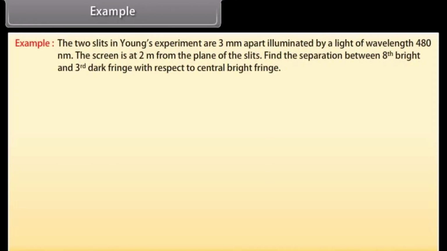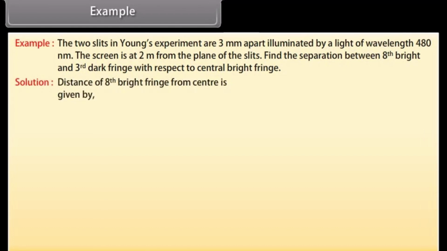Example. Let's take an example on Young's double-slit experiment. The two slits in Young's experiment are 3 mm apart, illuminated by light of wavelength 480 nanometer. The screen is at 2 meters from the plane of the slits. Find the separation between the 8th bright and 3rd dark fringe with respect to the central bright fringe. Let's see the solution.